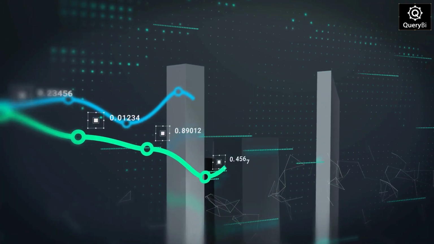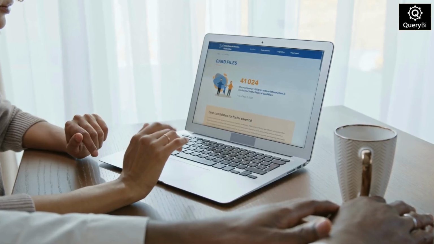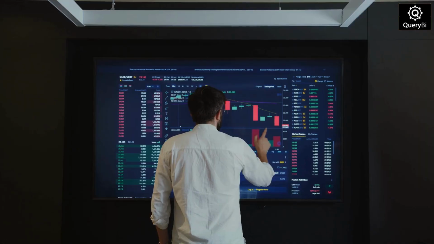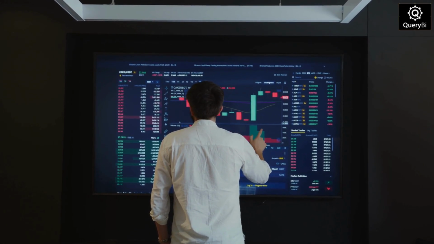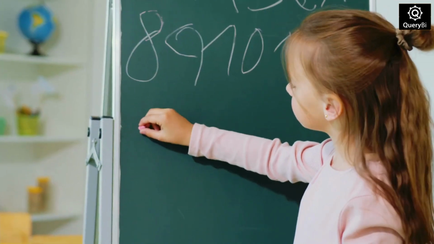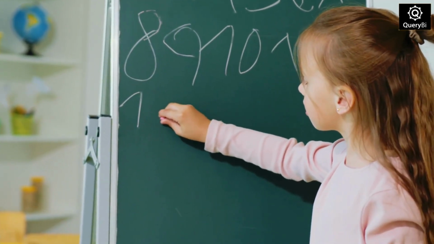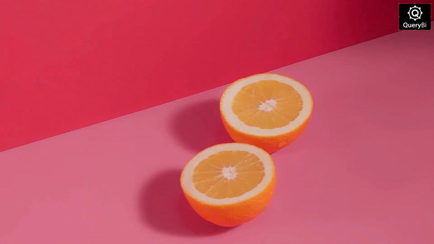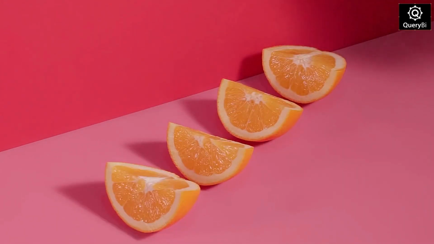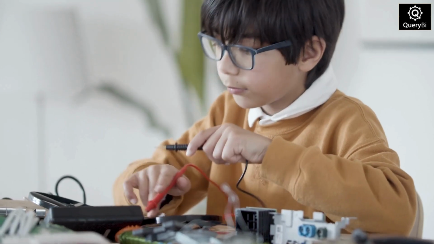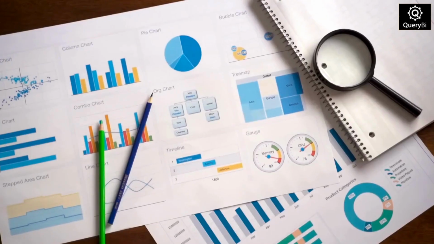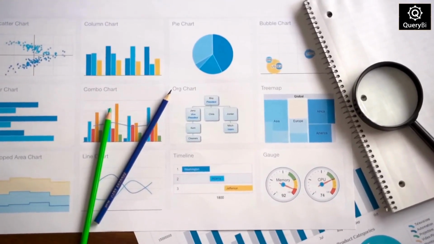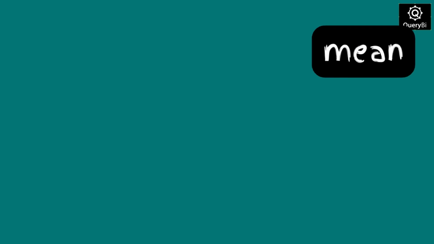There is data all around us, more information than ever before. But just having data is not enough. We need to know how to make sense of it. That's where statistics comes in. It starts with the basics, understanding how to describe data. What's the average? What's typical? What's unusual? We look at the center, the spread, the patterns, and then we bring that story to life through clear, simple visuals.